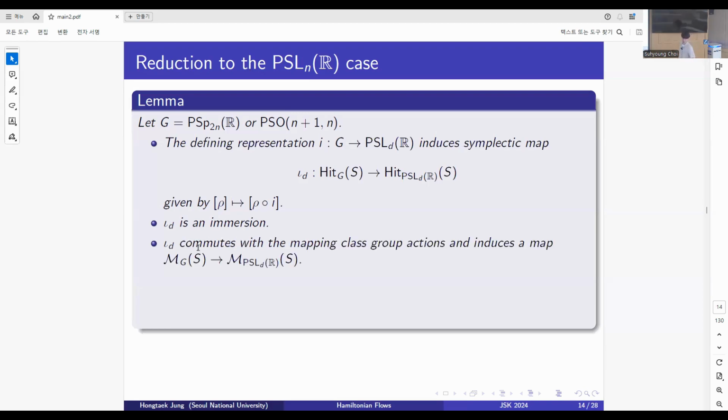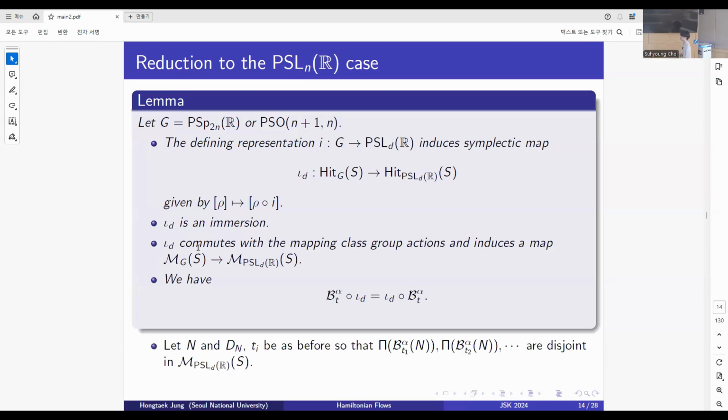And iota_d commutes with the mapping class group action, so that it induces a map between the moduli spaces. And it also commutes with the Goldman flows. And now this is the endgame. So we choose n and d_n from the key lemma, and you have a sequence of open sets. They are all pairwise disjoint at the level of moduli space. And we use this immersion property to find an open set N_G in the G-Hitchin component whose image is sitting inside our set N.